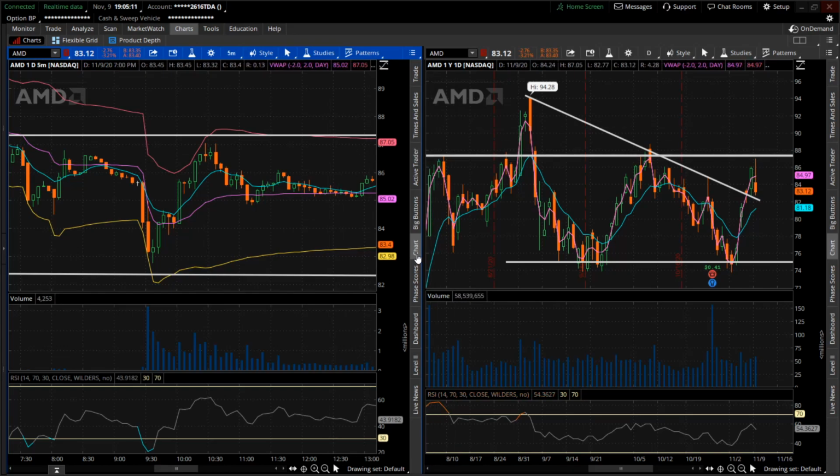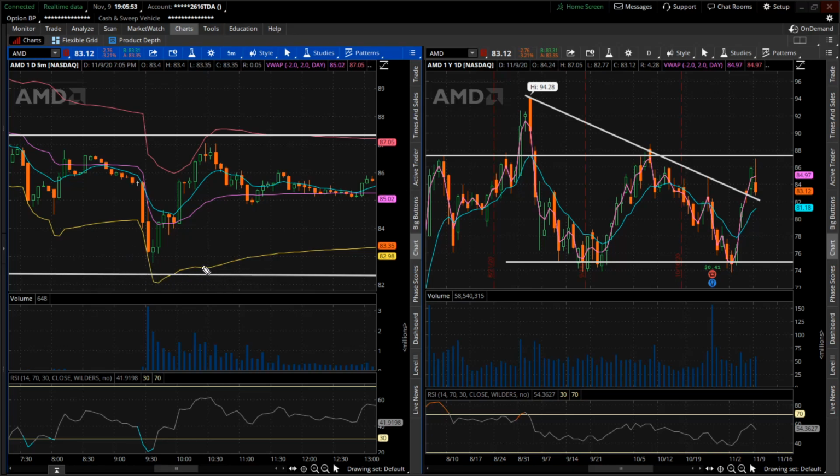Let's take a look at AMD. So we open here on this candle, and AMD gets a drawdown. And I'm not chasing this drawdown because of a couple things. Not chasing because my 9 EMA, which is the blue one, is above my VWAP, which is the purple. So my 9 EMA blue is above my VWAP purple. So I'm not taking the trade.